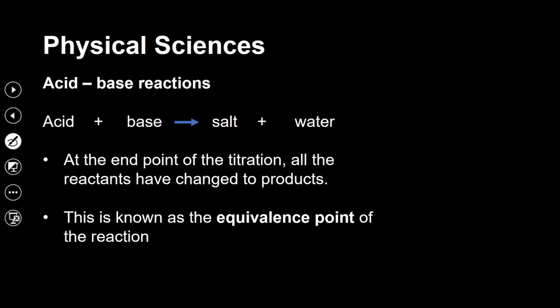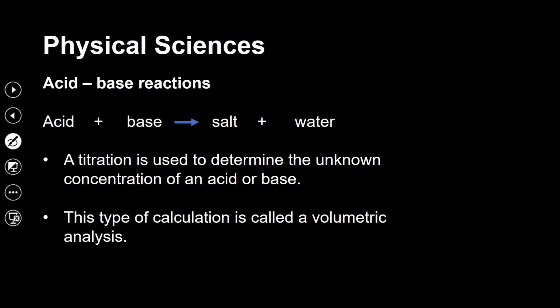So at the end point, what exactly happens? All the reactants have changed into products. And when all the reactants have changed into products, we've actually reached what we think of as completion of a reaction, okay? This is also described as the equivalence point or the point of equivalence. So these are some of the important aspects of a typical acid-base reaction that we need to be mindful of, okay?